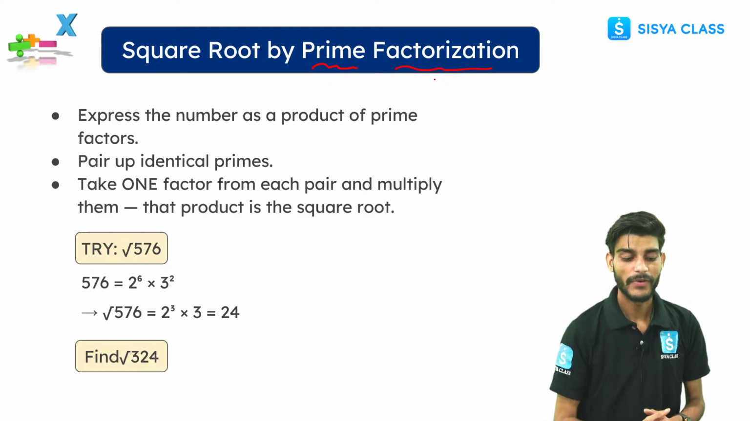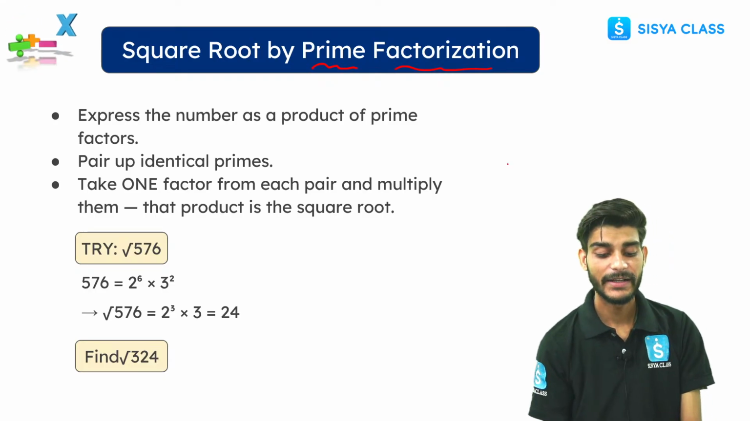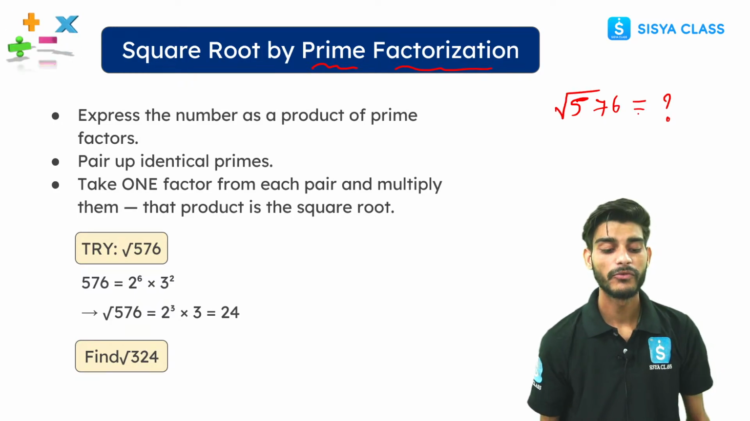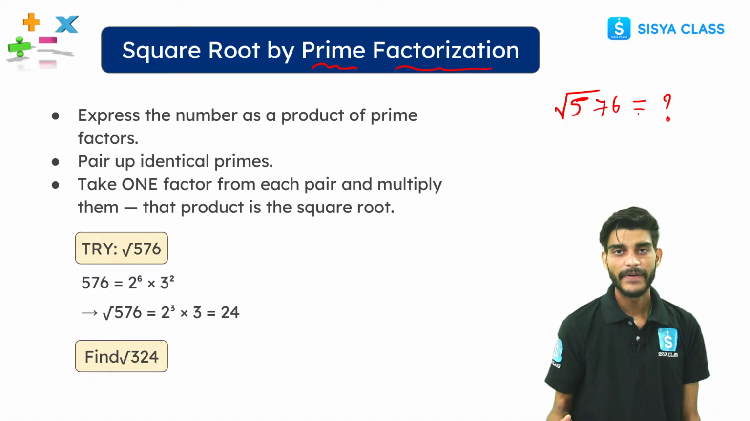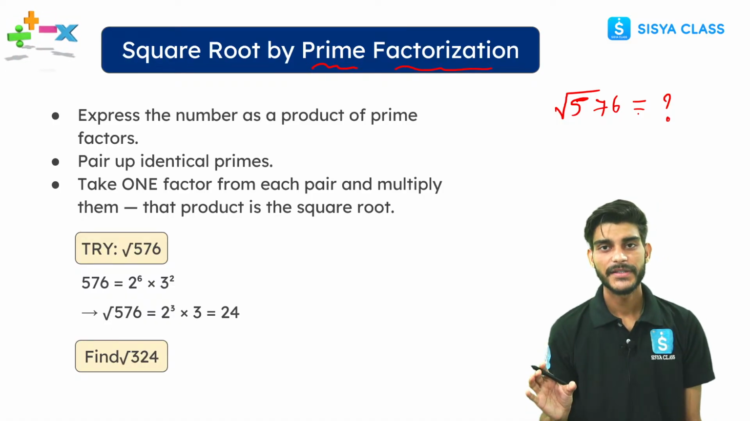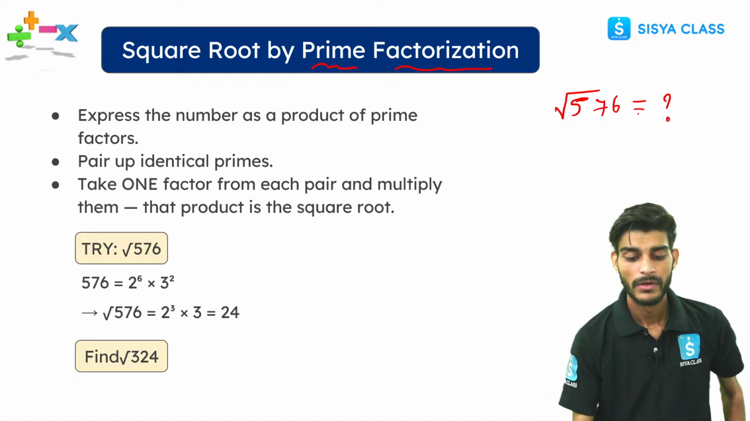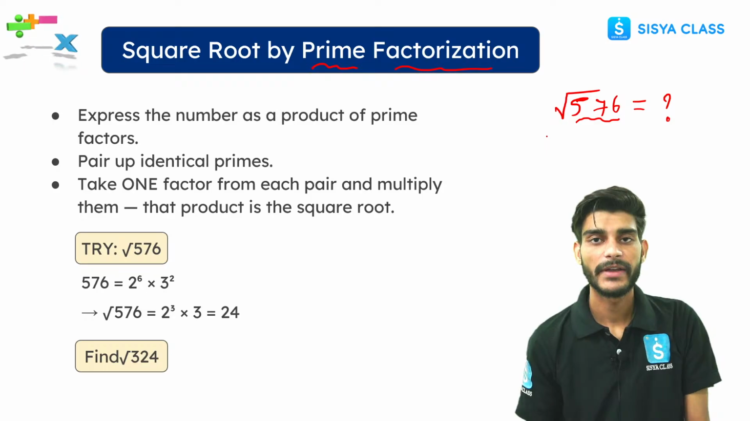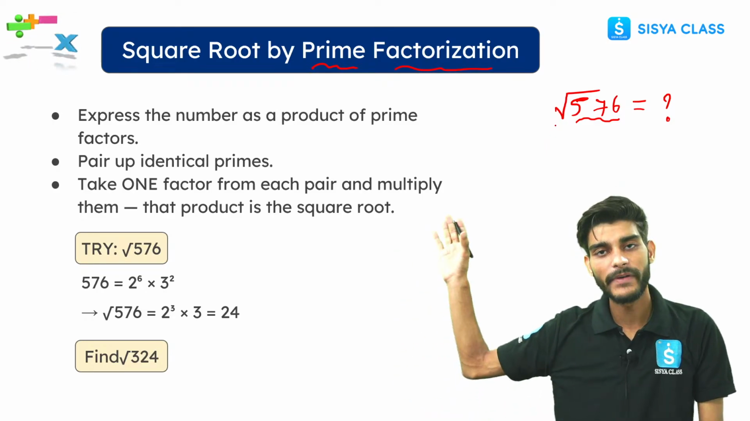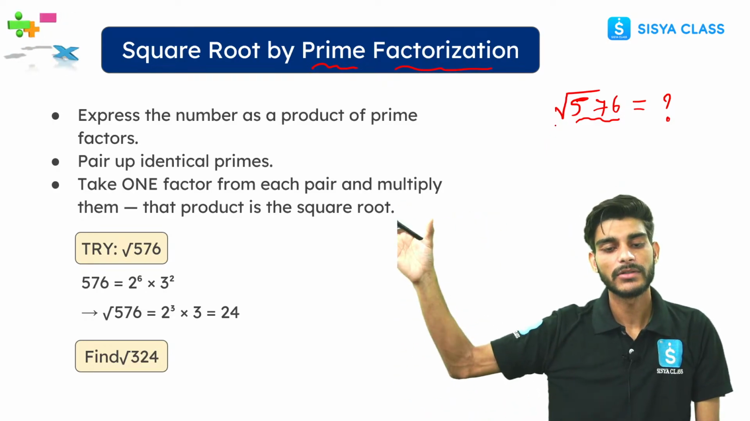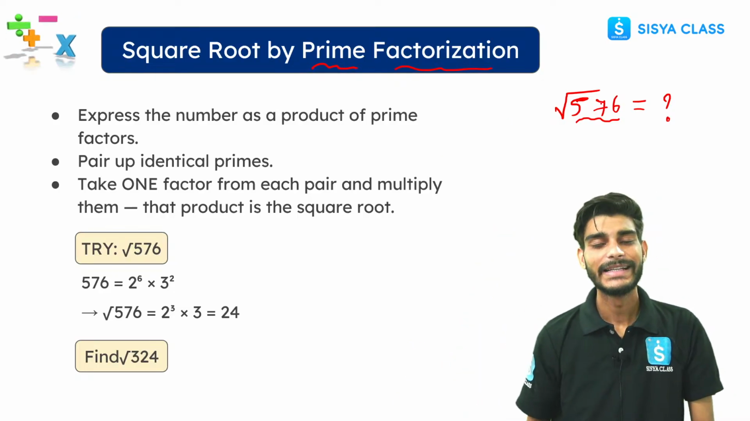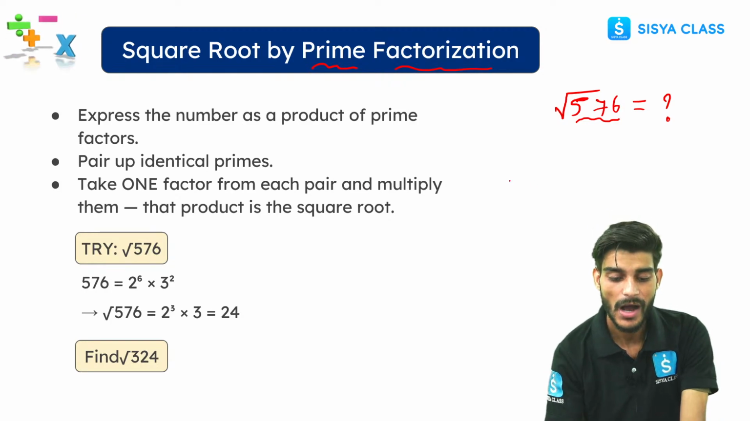So let us suppose you have to find the square root of 576. What will be its square root? So how to find it? What is the meaning of prime factorization? The meaning of prime factorization is that you have to write this number in such a way that it comes to a multiple of prime numbers or powers of prime numbers. If it can be written as a multiple of powers of prime numbers, that is called prime factorization. So how shall we do it?